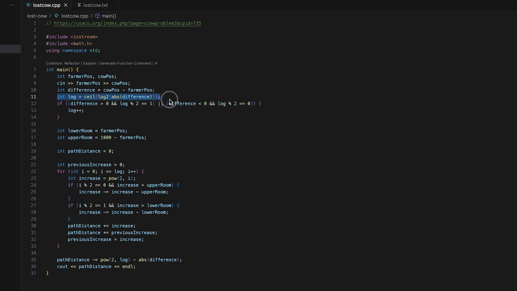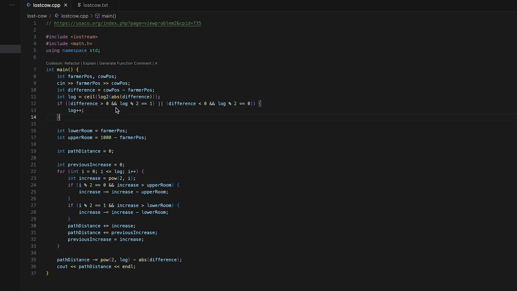So right here is the log part, right? This is where we find out how many times Farmer John needs to turn around, essentially. So this is the log base 2 of the absolute value of the difference. We are using the absolute value here, and we take the ceil of that. We're rounding it up, because remember, if it's not a perfect power, the strategy I took is to go for the closest higher power and then just subtract the slight difference at the end, because that's going to be the entire difference.